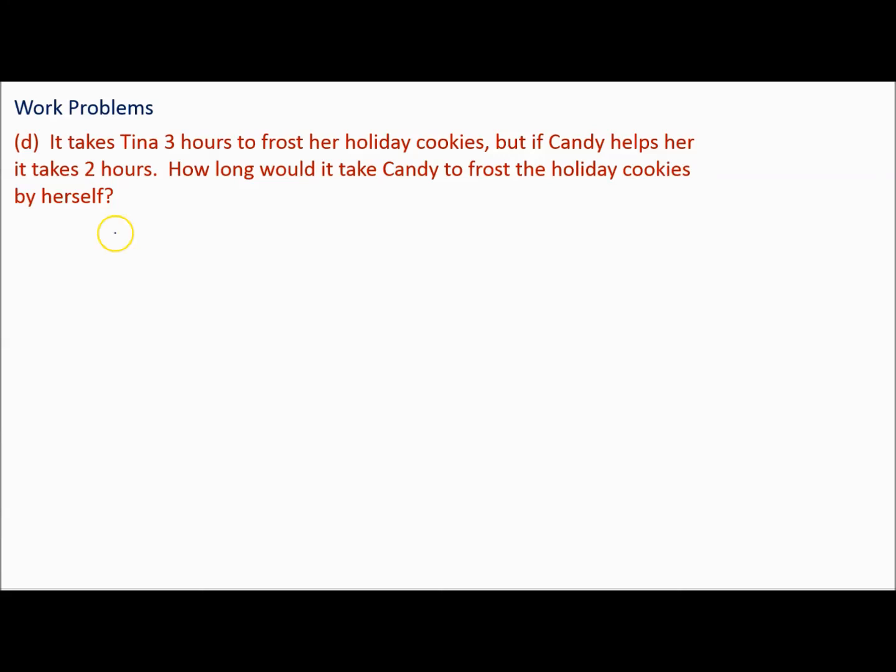So just as a reminder, a rate of 1 over an alone time plus 1 over the other alone time is equal to 1 over together time. Okay, so it takes Tina 3 hours to frost her holiday cookies. So that's an alone time, right? So that's 1 over 3, or Tina can do 1/3 of the cookies in 1 hour. That's where the rate comes from.